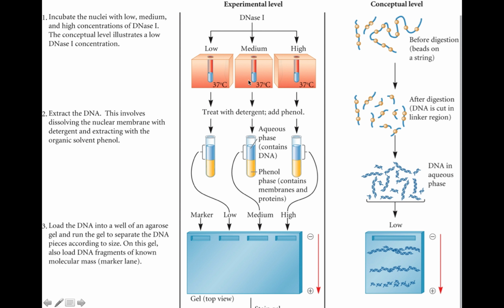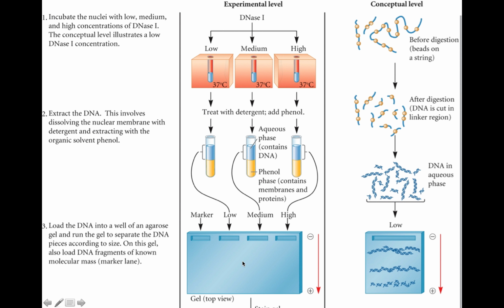So we let this proceed for the same short length of time in the 3 different concentrations of DNase 1. After the digestion, the DNA is cut in the linker regions. He treated these nuclei preparations plus DNase with detergent and phenol and extracted the nucleic acids, just the DNA itself, and ran them on different lanes of an agarose gel.